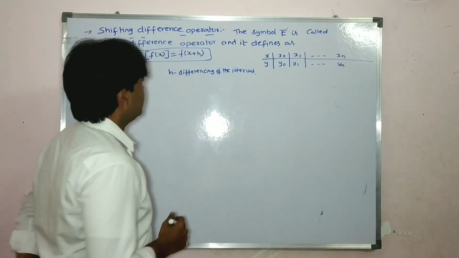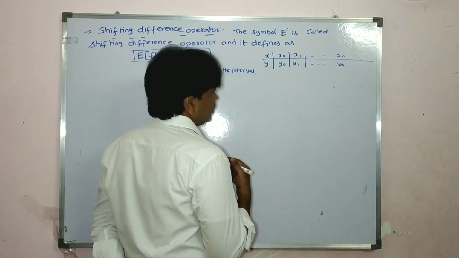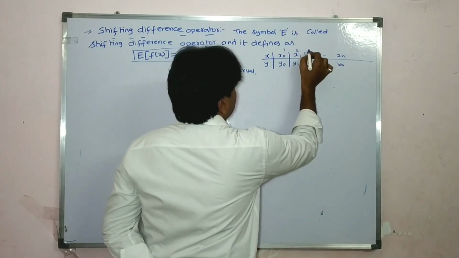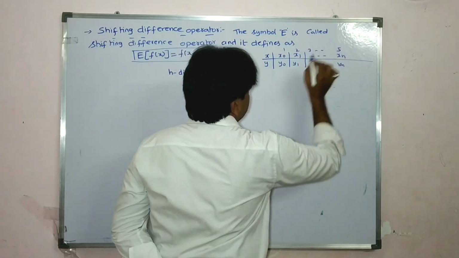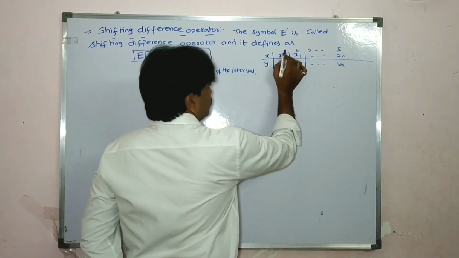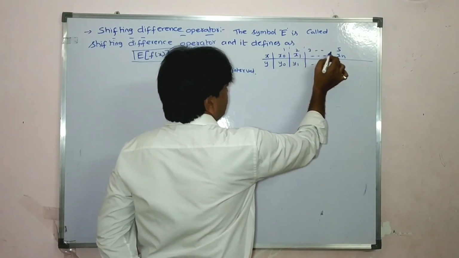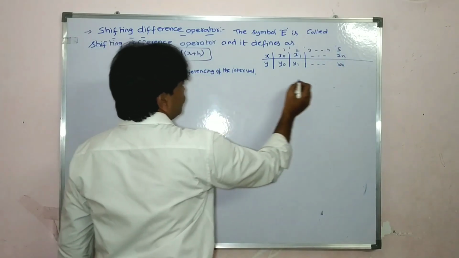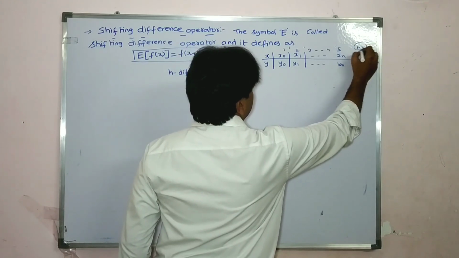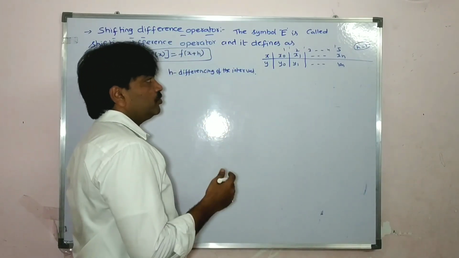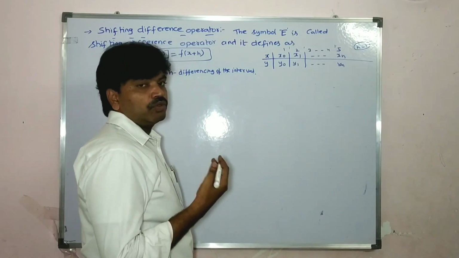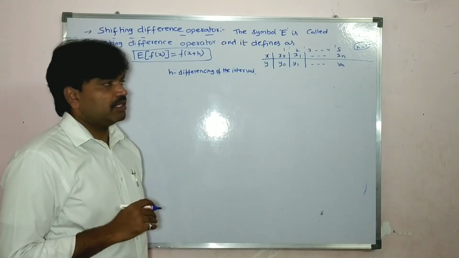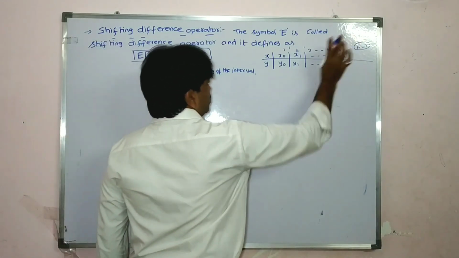What is the differencing of the interval here? See, students, suppose I am writing here 1, 2, 3, and so on. Suppose it is 5. What is the difference here, students? 1. Here the difference is 1. Suppose we have 4 here. The difference is 1. So what is the h value, students? The h value is 1 here. Suppose if I am taking 2, 4, 6, etc. The h value is 2. So h is the differencing of interval, students.